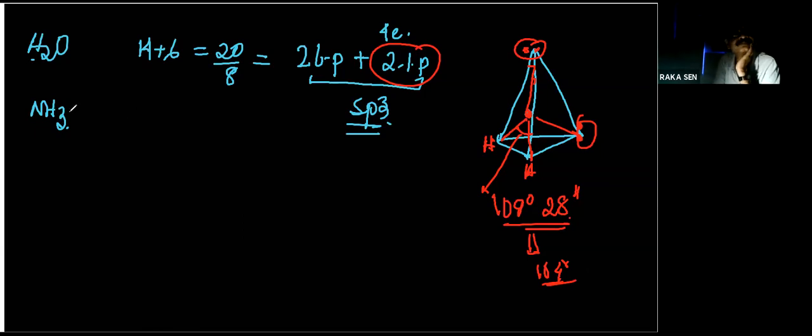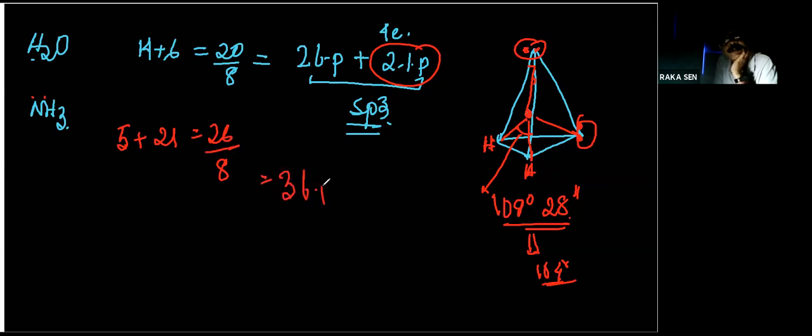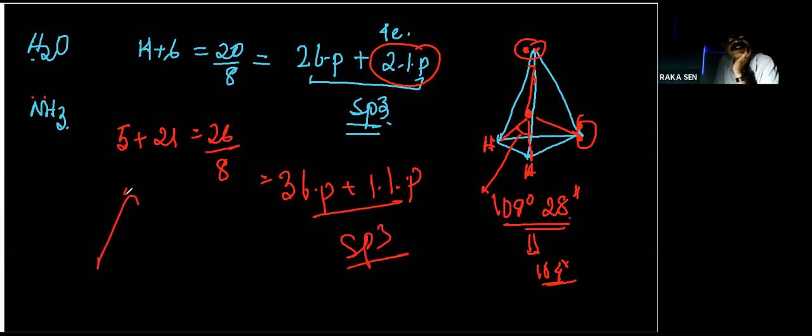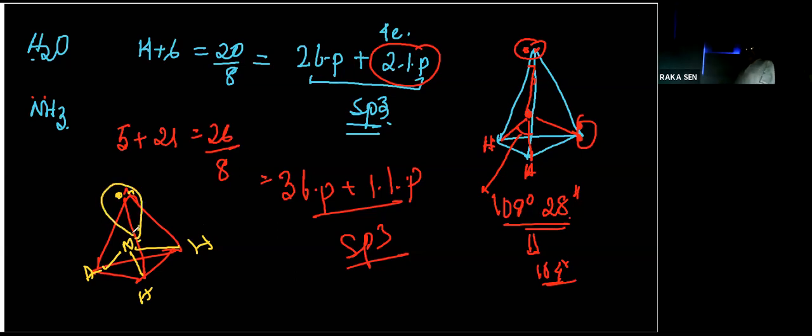अमोनिया कर. 5 is the valence electrons. 21, 26 divided by 8, 3 bond pairs plus 2 remainders. One lone pair, sp3. So once again, this will be the structure. This will be my nitrogen, hydrogen, hydrogen, hydrogen, and here will be the lone pair. This is the structure.